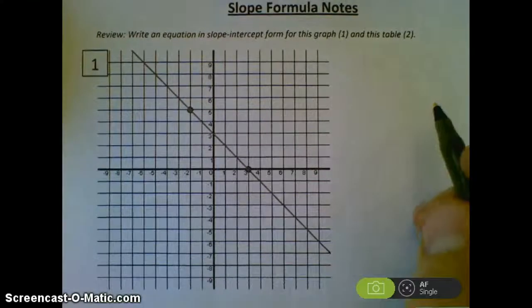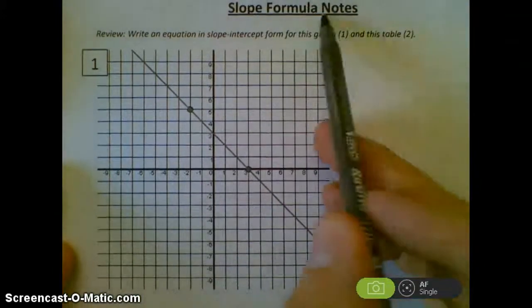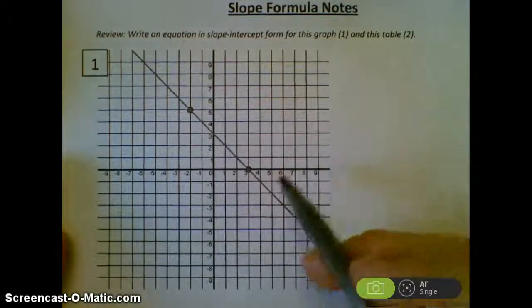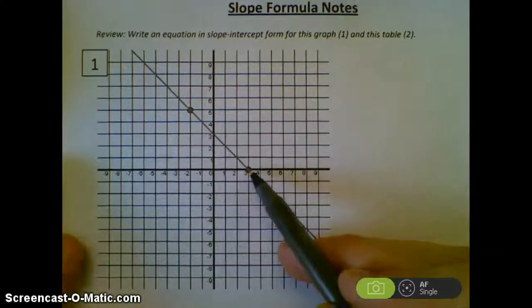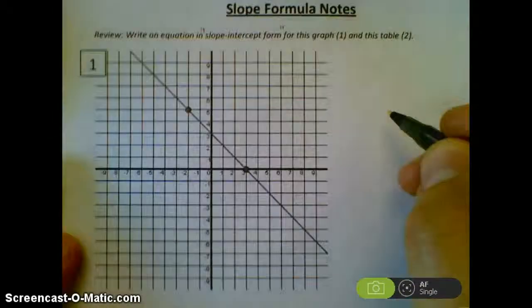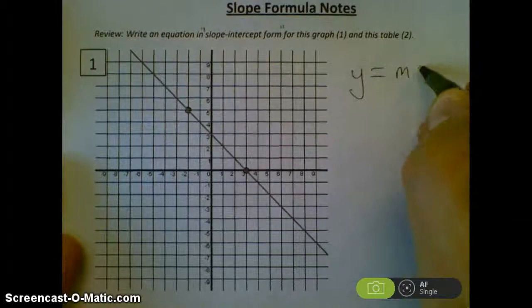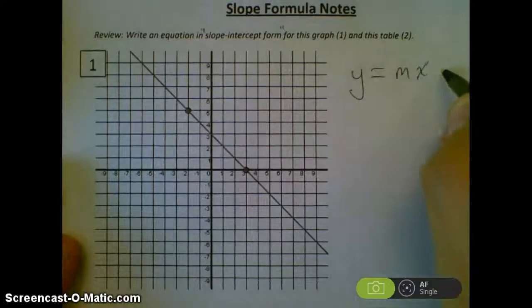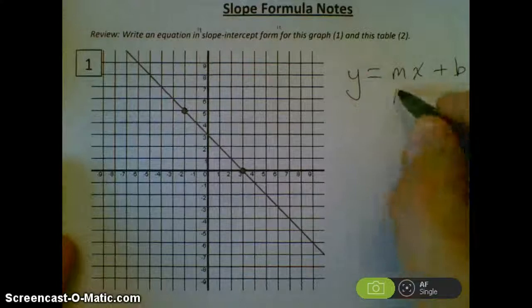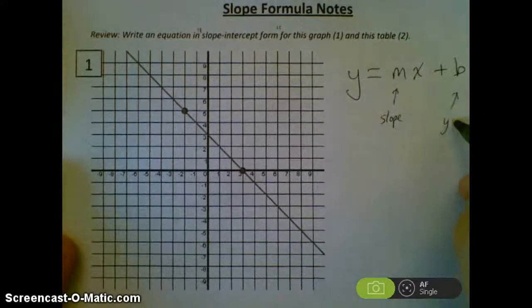Hi everybody. I hope when you're watching this that you've given these two problems on the slope formula notes your best effort. Actually, I hope this one was easy for you. That when you saw slope-intercept form, you automatically thought y equals m times x plus b. And you remembered m is the slope and b is the y-intercept.